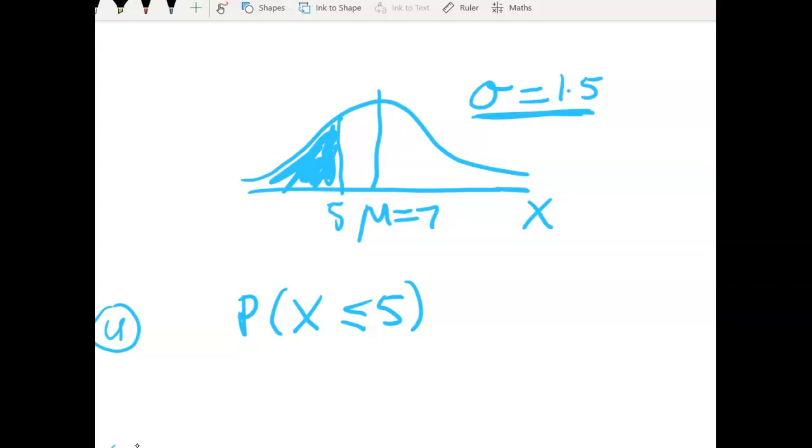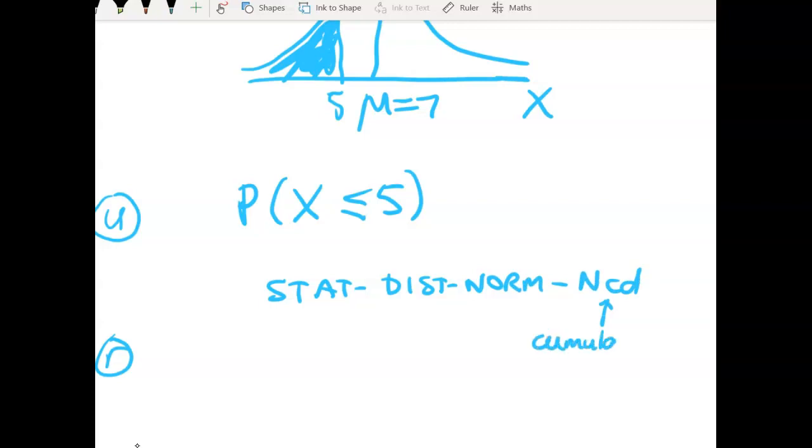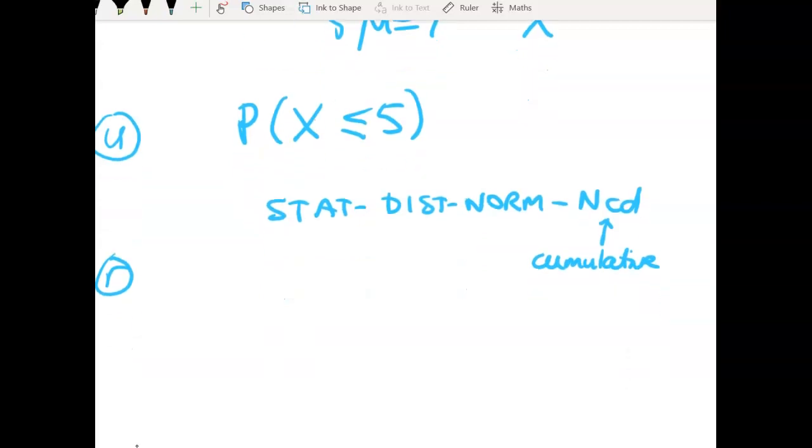Okay, so if we do this on the calculator, all we have to do are the following steps. So we go to stat, and then we go to dist for distribution, and we go to norm for normal. Then the button that we want is NCD. So the C in here stands for cumulative, meaning the area up to this value. Then we have to pop in a few bits of information.